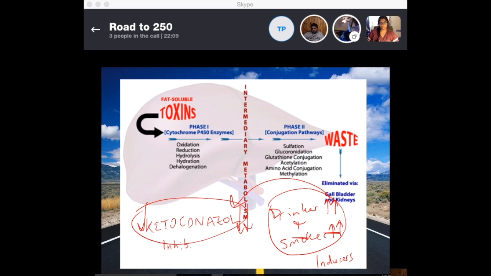So in this scenario, the patient has some kind of fungal infection, and the doctor prescribes them a 10-day course of ketoconazole, let's say. But this guy is a chronic drinker and smoker, and he comes back to the doctor after his course and says, "Doc, what the hell? His drugs didn't work." Well, the ketoconazole didn't work because his habit of smoking and drinking increased the metabolism of this drug. Does that make sense?